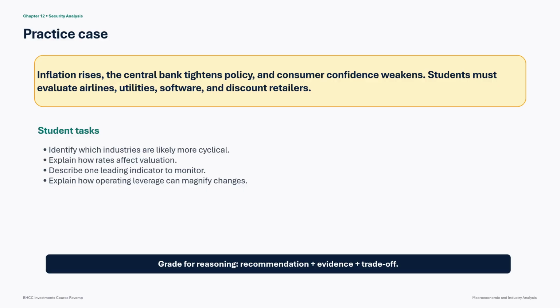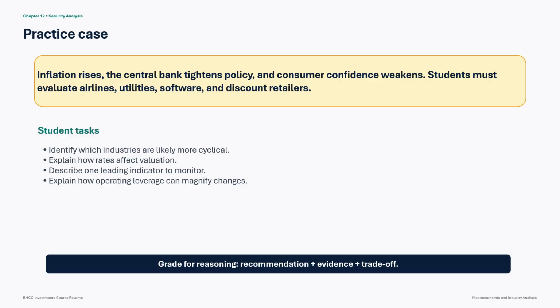Now choose a leading indicator to monitor. Initial unemployment claims can provide an early signal of labor market deterioration. New orders can signal changes in production. Building permits can help with housing-related activity. For this case, initial claims and consumer-related new orders would be useful, but no single indicator should carry the entire forecast. Finally, explain operating leverage.